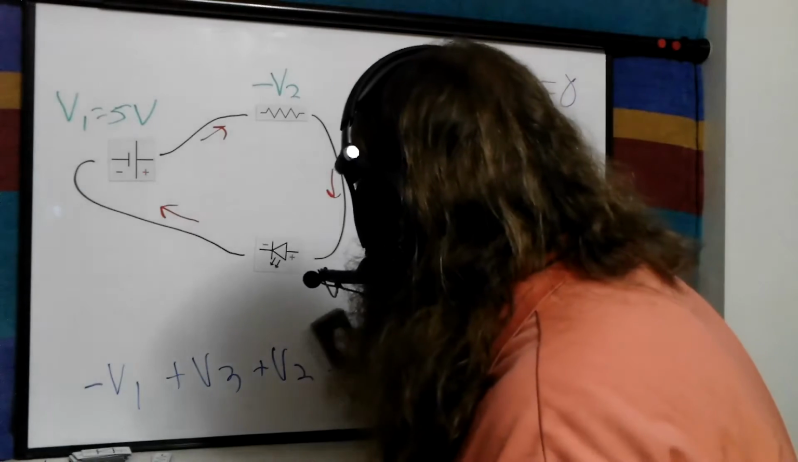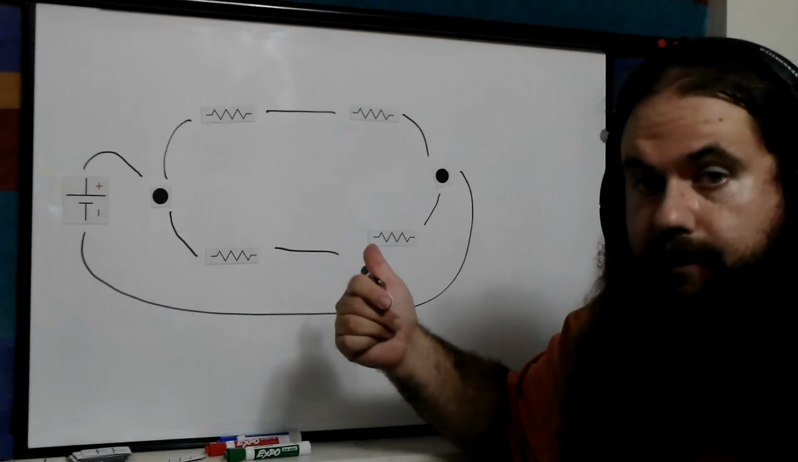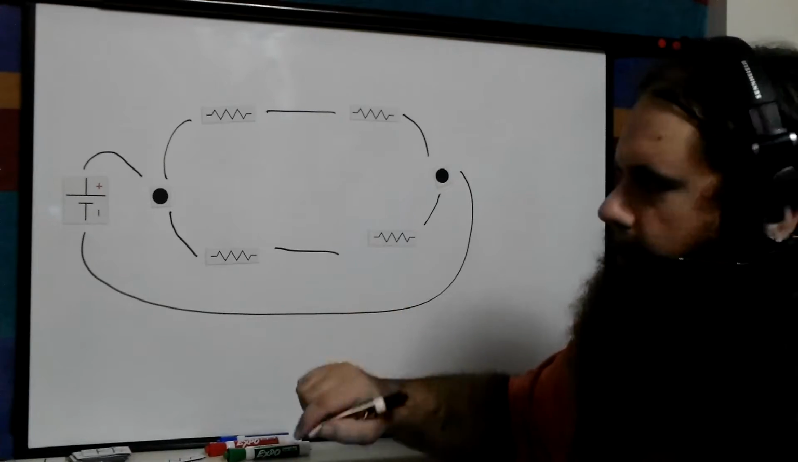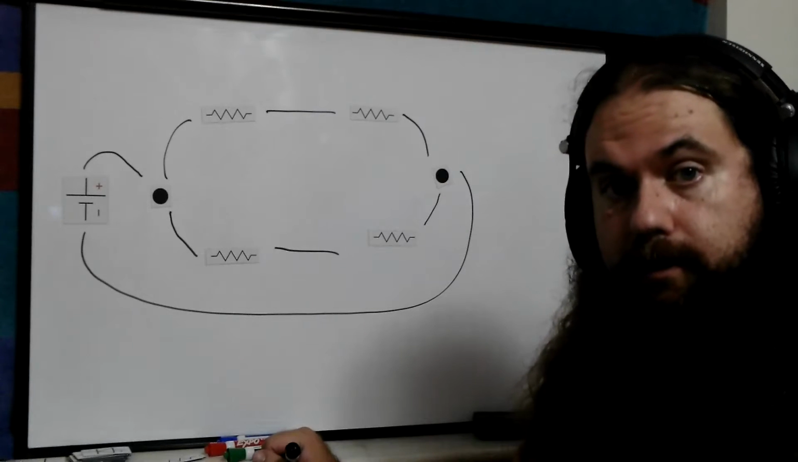So what if we had a more complex circuit? So here we have a circuit that does a great job of generating heat. Just 4 resistors and a power source. Now, what does it mean, a closed loop here?